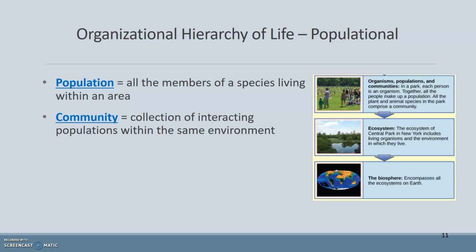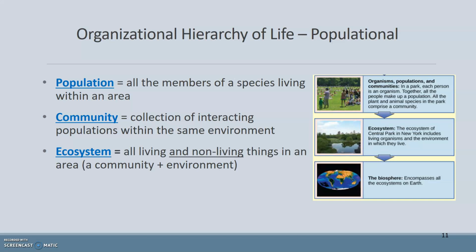If you take multiple populations and they're interacting within the same environment, it becomes a community. You can sometimes think of a population as maybe like a family of humans, right? All the members of that family that are living within the area would be the population. And then all the families in a neighborhood, multiple different populations, would be considered a community. Communities take into account all the interacting populations, or all the living things in an environment.